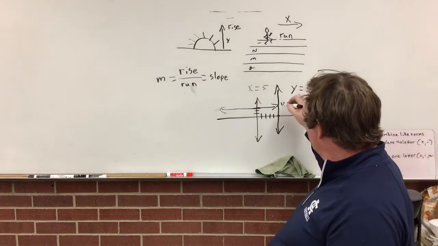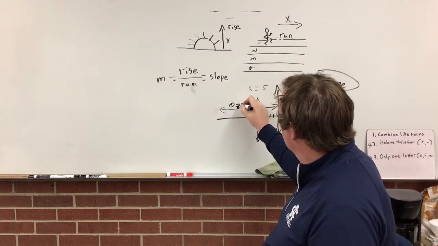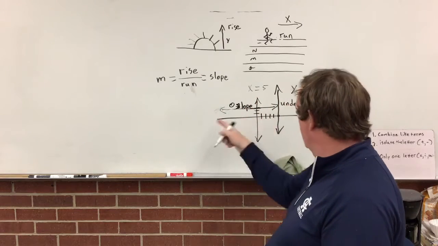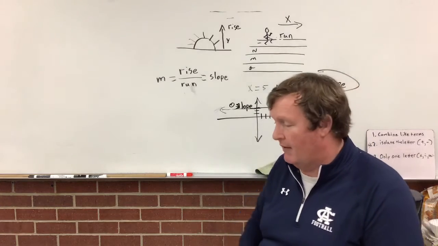Up and down is undefined across. This is the zero slope. Let me write that on there so you can see it. So zero slope going across, undefined going up and down. Okay, I said that about 4 times now, so you should have that.